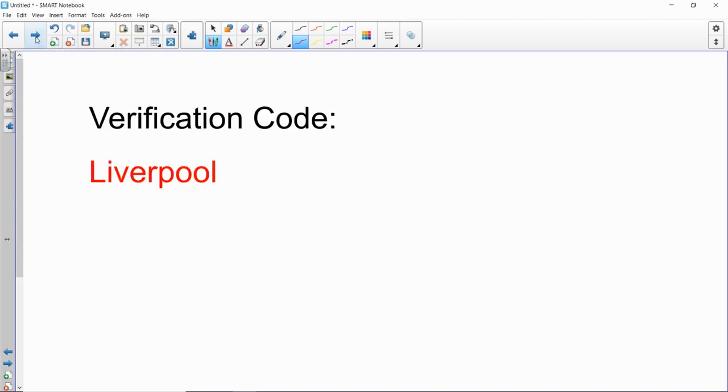So here is your verification code. It is Liverpool. It'll stay on the screen for 15 seconds. So there's no reason you should not know what the verification code is unless you did not choose to watch the video.